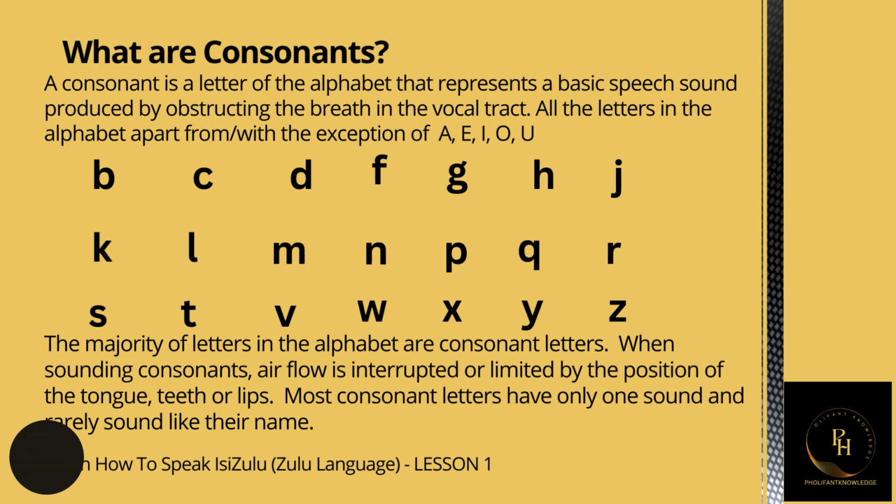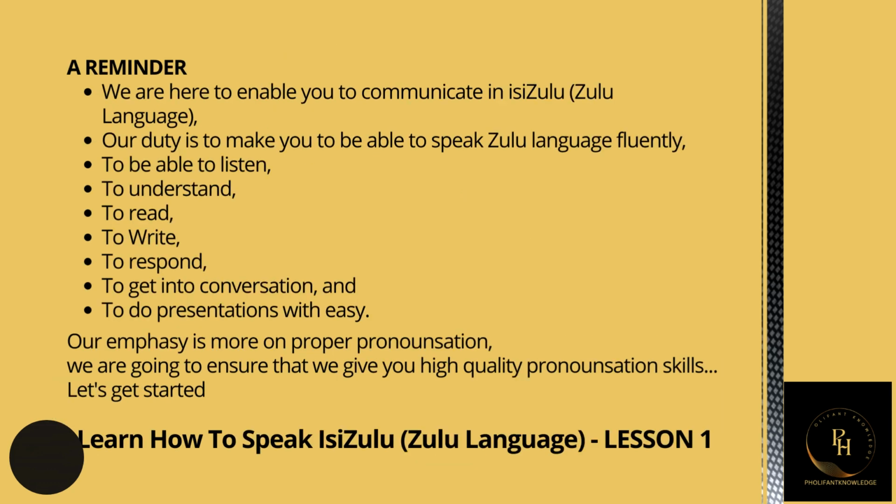So the majority of letters in the alphabet are consonant letters. When sounding consonants, airflow is interrupted or limited by the position of the tongue, teeth, and lips. Most consonant letters have only one sound and rarely sound like their name. Right. So keep that with you. We are just now trying to build a vocabulary of the Zulu language within your mind.